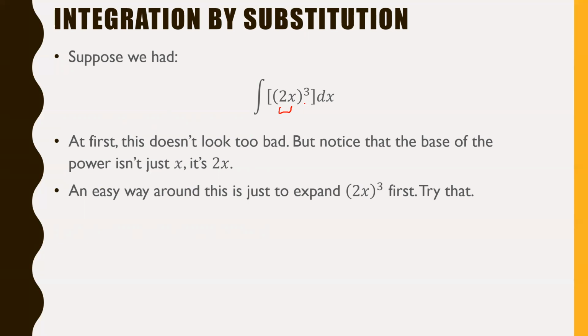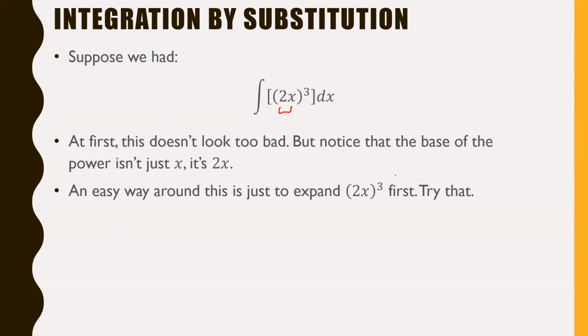Now, that kind of throws a bit of a wrench in our plans here, because if this was just x to the power of 3, we'd be laughing. We'd say, oh, it's going to be x to the power of 4 divided by 4 or something, right? No big deal. But the fact that there's a 2x inside of here changes things, because this becomes almost like a chain rule question. Well, an easy way around this in this example is just to expand the (2x) cubed first.